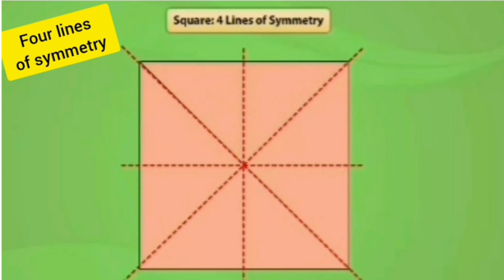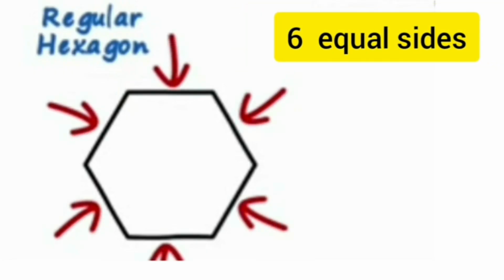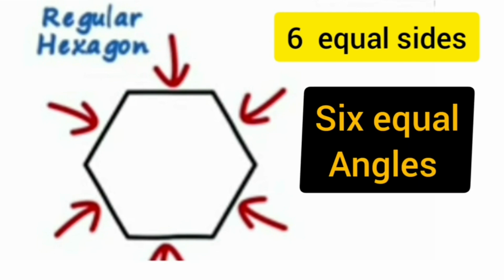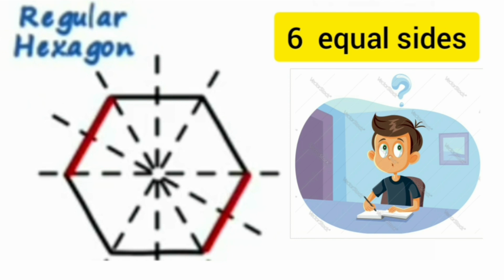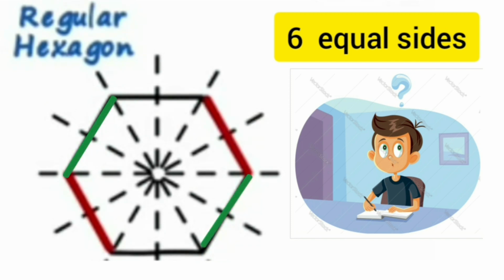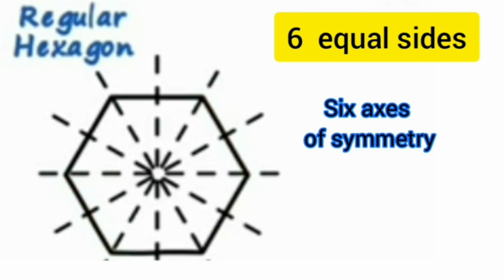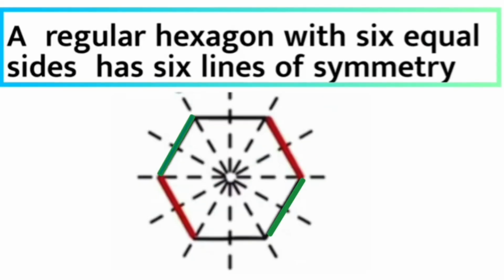Observe this regular hexagon. It has 6 equal sides and 6 equal angles. How many axes of symmetry does a regular hexagon have? Okay, let us see: vertical, horizontal, diagonal. Do you think any more? Yes, the line joining the midpoints of two opposite sides. Like this, you can draw 6 lines of symmetry in a regular hexagon.